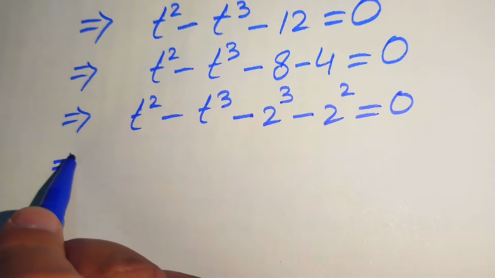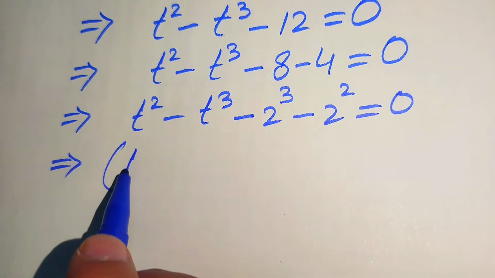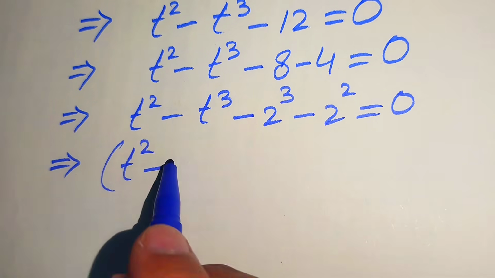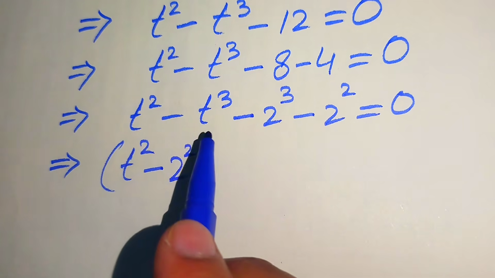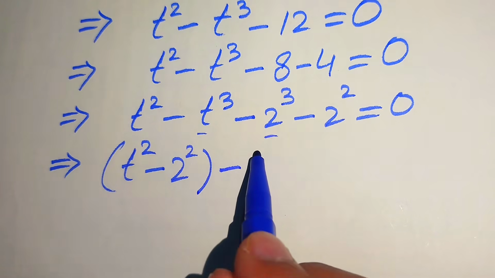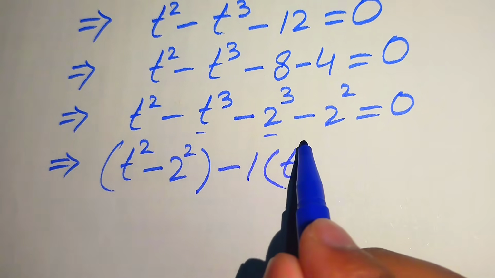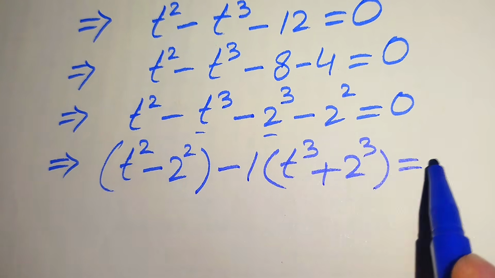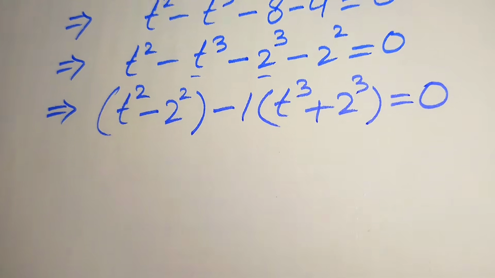And now in the next step we need to make the pair of square term with square term and cubic term with cubic term. So this is t square and this is 2 square, and further you see that both of these two terms have negative sign. We need to take common here. So when you take common minus 1, the remaining values are t cubed plus 2 cubed, and this whole equation is equals to 0.